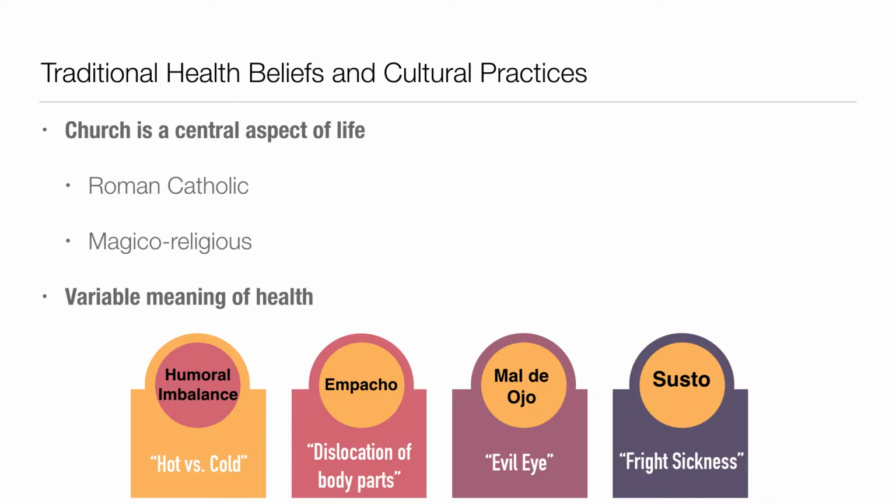Susto, which is also known as fright sickness, arises from a traumatic or frightening experience and is thought to cause soul loss, whereby the soul leaves the body and wanders freely. Symptoms include anxiety, depression, insomnia, introversion, irritability, lethargy, and anorexia. Tuberculosis is sometimes classified as susto.